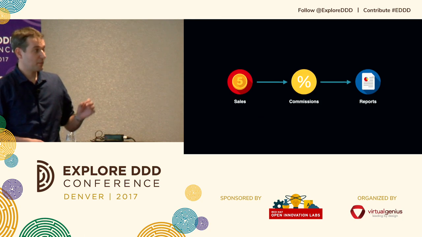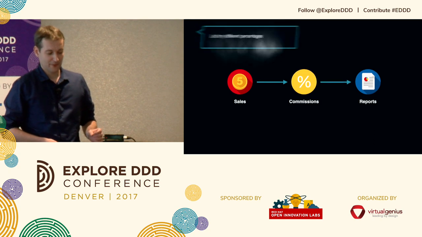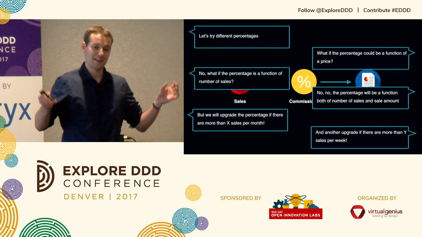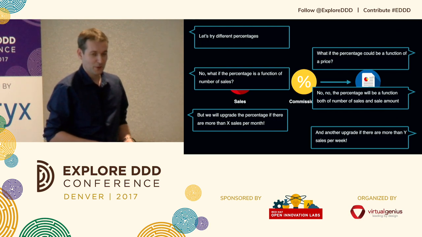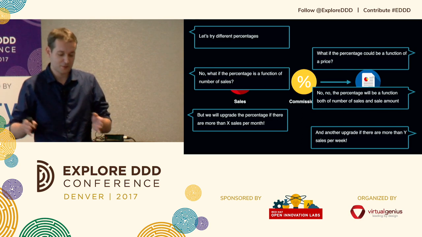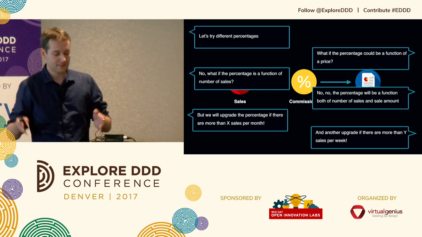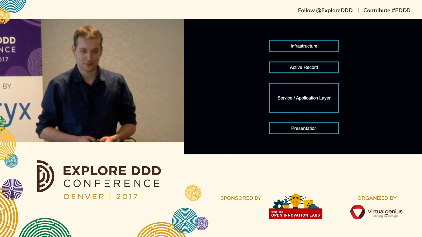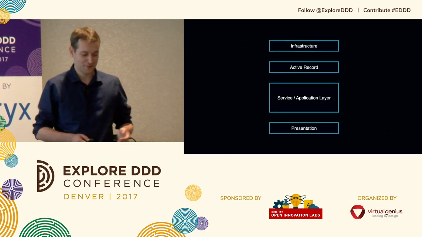Once this process became automated, boy, did everyone become creative about it. Our analysts wanted to optimize the heck out of it. They wanted to try different percentages. They wanted to make the percentages functions of some measurements and upgrade the percentages if some conditions were met, et cetera, et cetera. Guess when this implementation broke down? And it did break down.